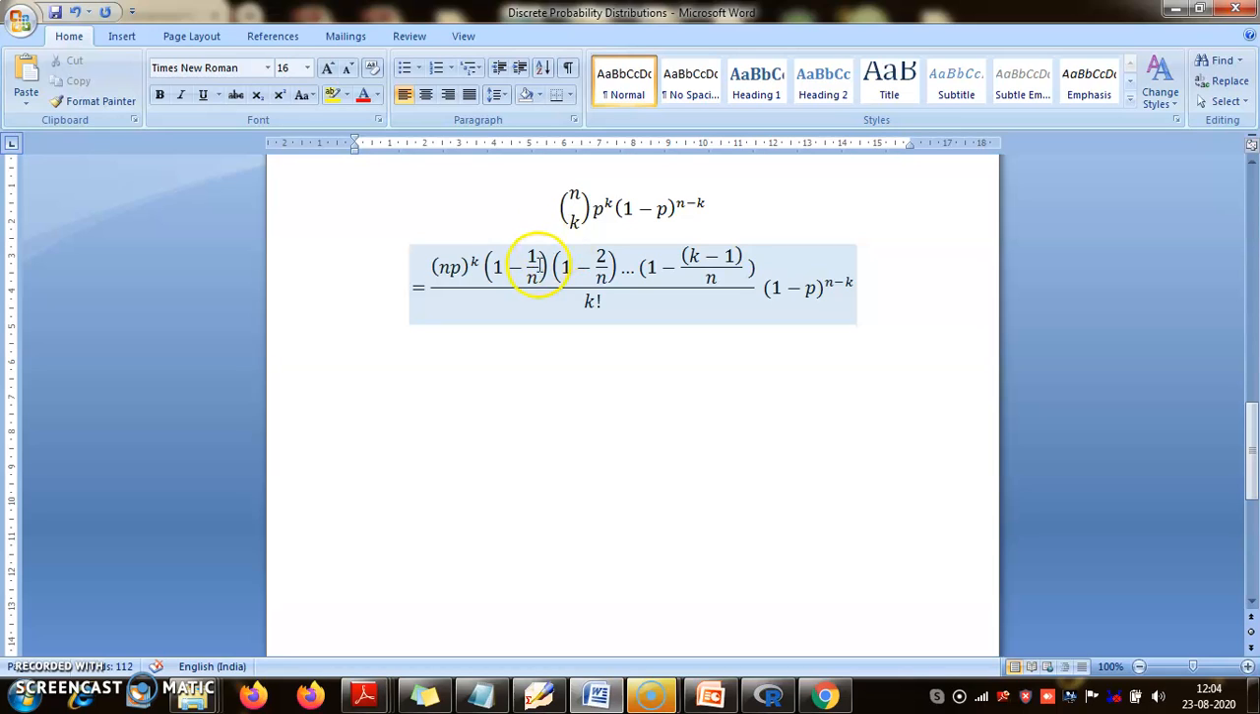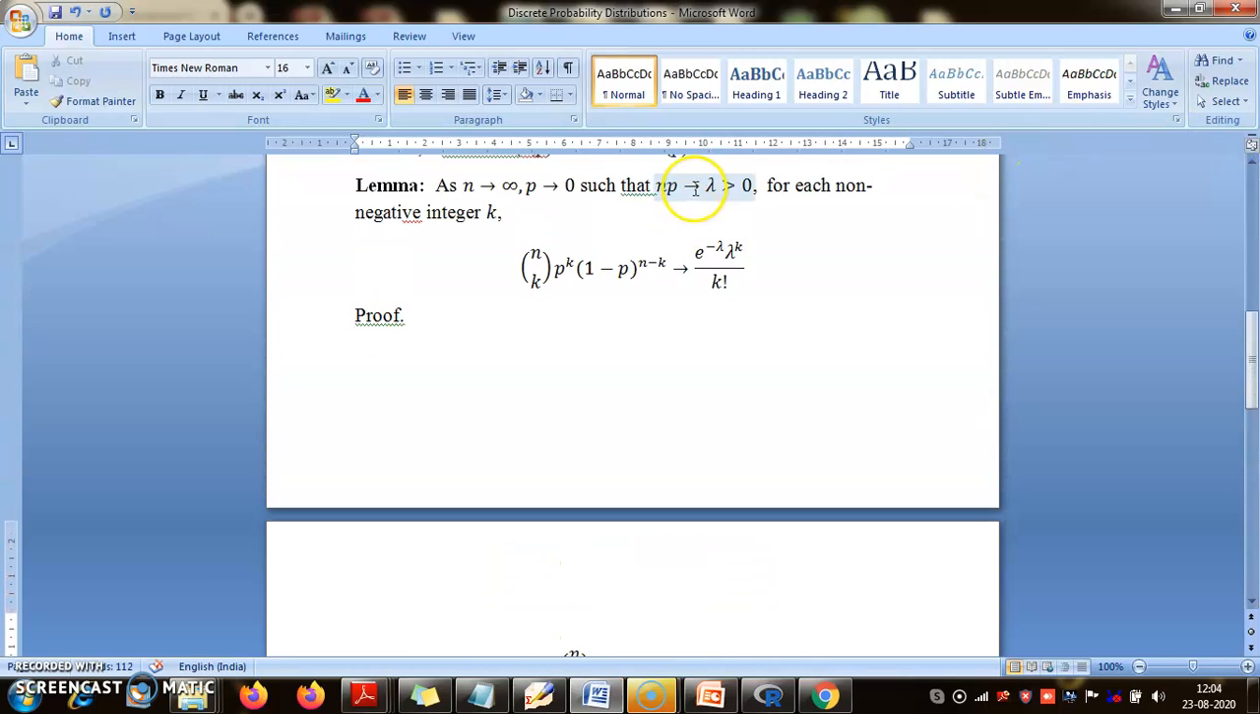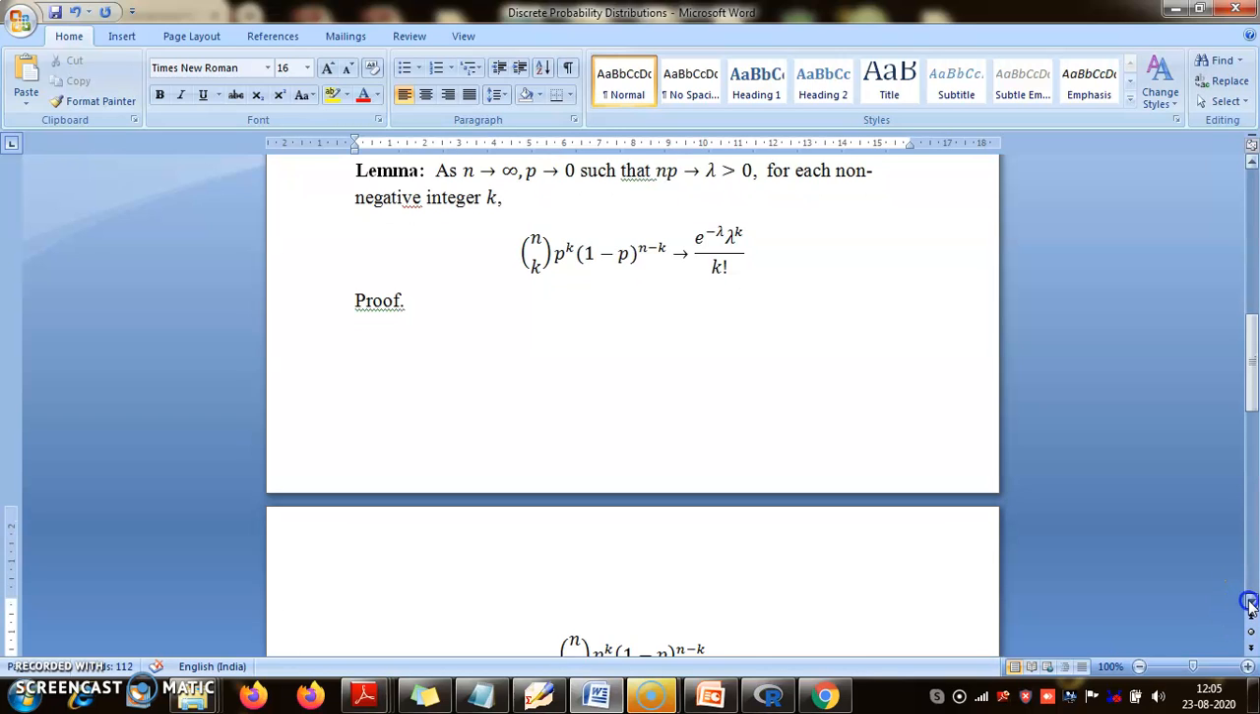There are k terms. So from each of those terms I have collected the n, and in that process I get n to the power k. That I have combined with p to the power k, so that is (np) to the power k, and n minus 1 would become 1 minus 1 by n, and similarly the last term n minus k plus 1 would become this term, and (1 minus p) to the power n minus k, I am keeping unchanged. Now under the stated condition, that is when np goes to lambda, so the first expression would converge to lambda.